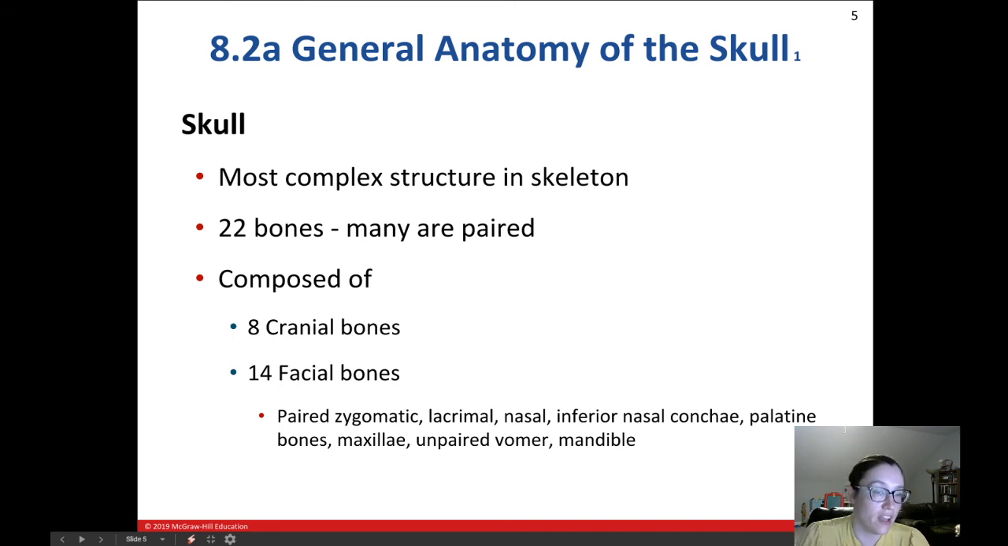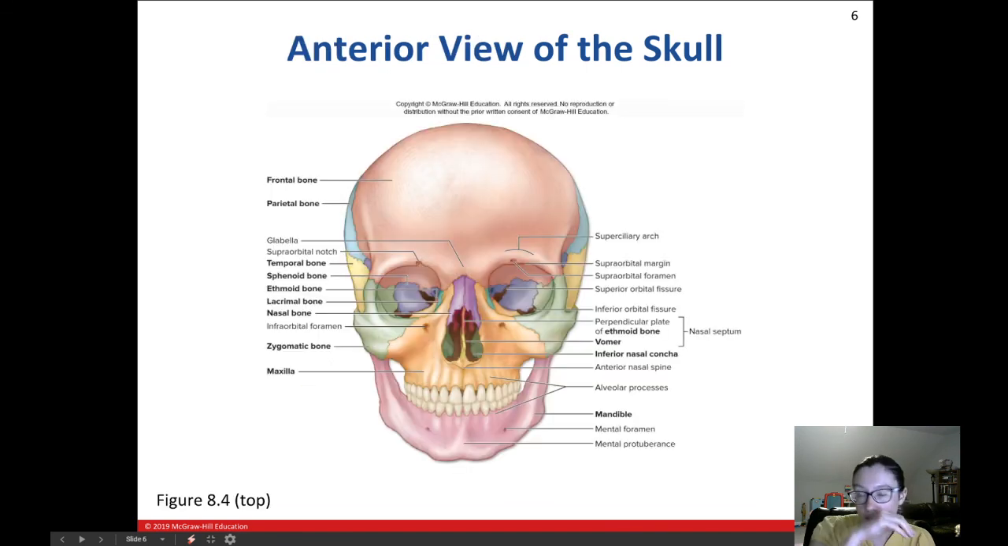It's composed of 8 cranial bones, which make up the cranial cavity, the part that actually touches the brain, and 14 facial bones. Many of these are paired. The facial bones create the face and the mouth area. Mainly the bones here that are in bold are the ones to know, but also the mental foramen.